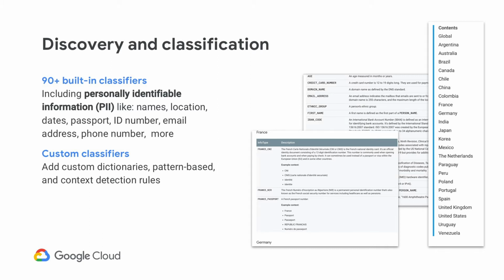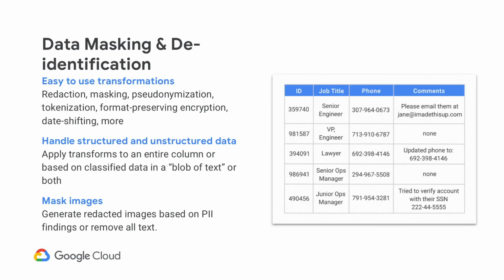Once you find the data, the next thing you might want to do is go in and figure out how to obscure the data. This is a process known as de-identification or data masking. The idea here is, let's say you find a credit card number in a particular set of text or a request or response coming into your API. You want to potentially either just redact that out or mask it somehow.